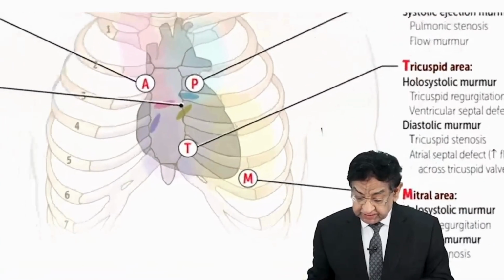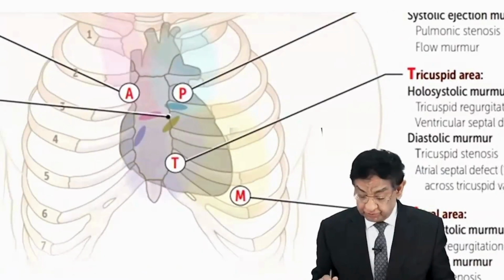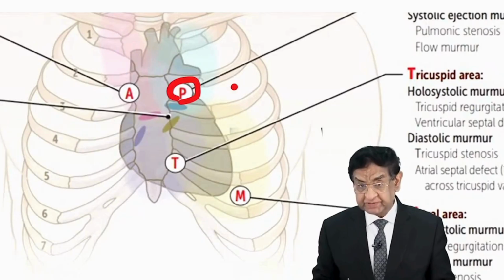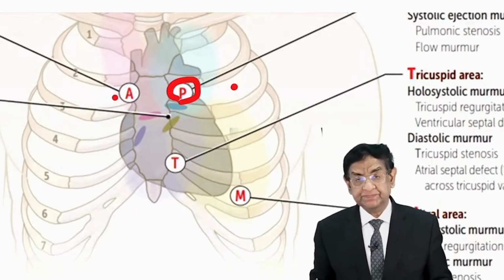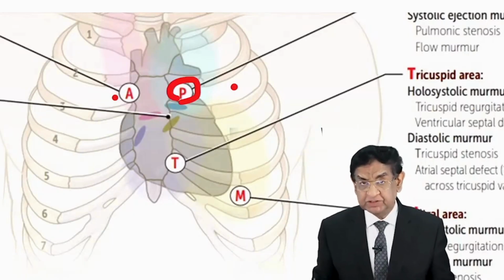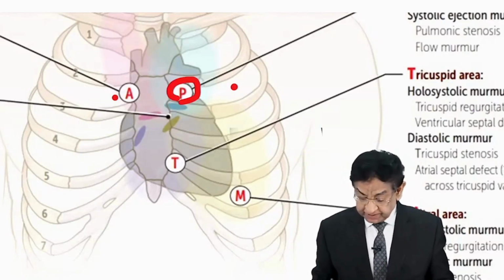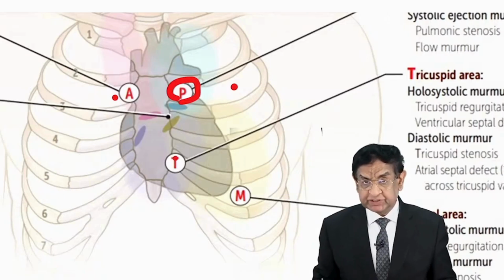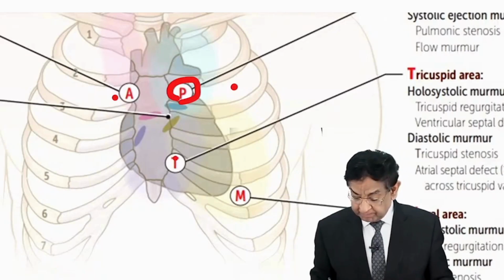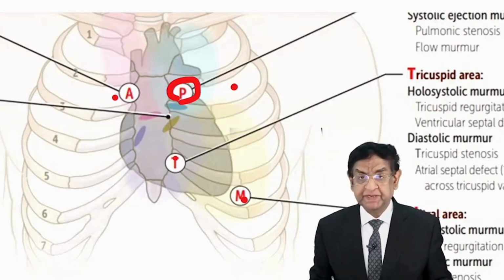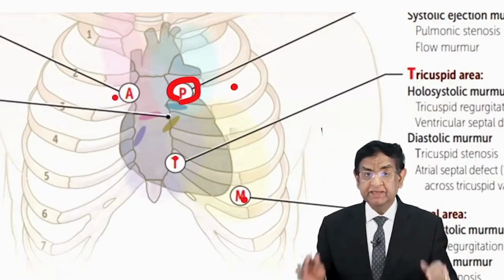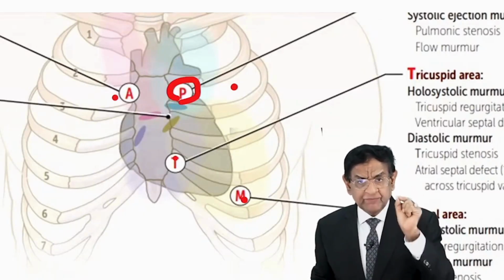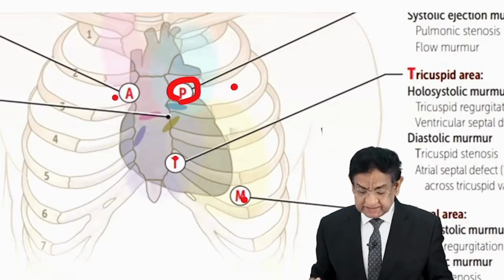So now you can see the same as what I told you. This is the pulmonary in the second intercostal space on the left side. Aortic is in the right second intercostal space, just adjoining the sternum. Tricuspid is in the fourth intercostal space, just adjoining the sternum. But mitral valve is in the fifth intercostal space at the mid-clavicular line.